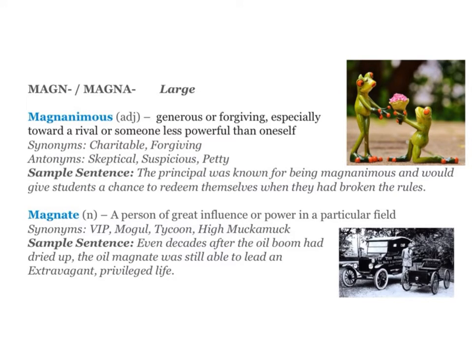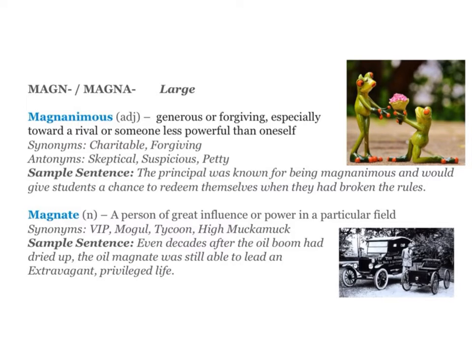Your next root is magna, which means large, and your first word is magnanimous, which means generous or forgiving, especially toward a rival or someone less powerful than oneself. Your synonyms are charitable and forgiving, and your antonyms are skeptical, suspicious, or petty.